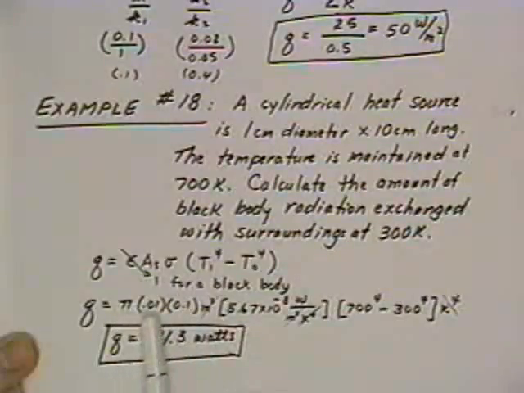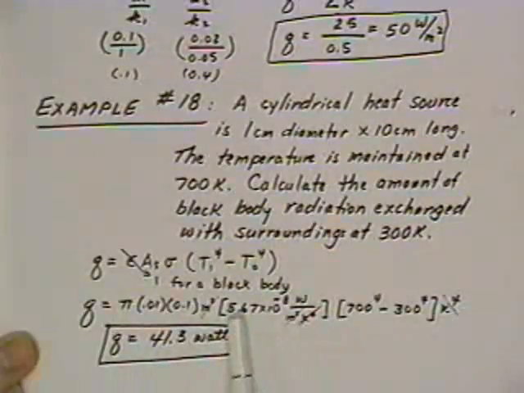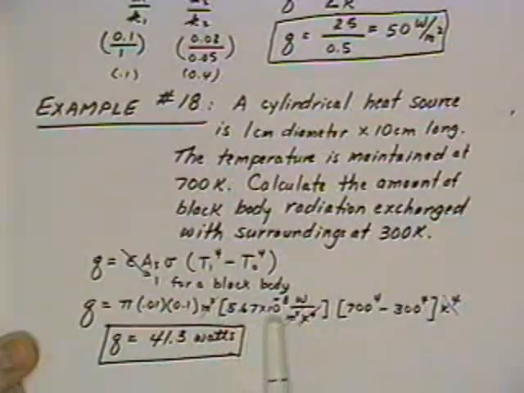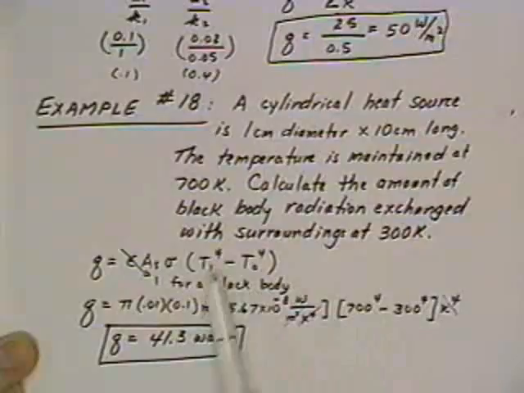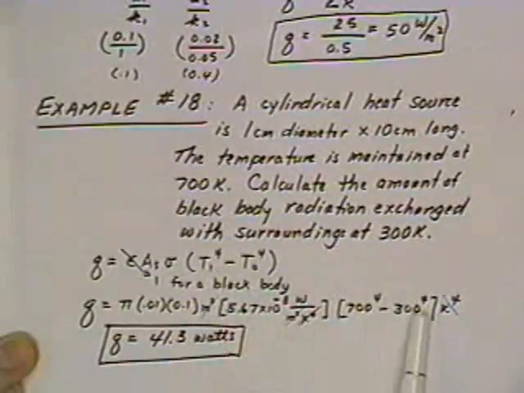So pi dl is pi times 0.01 times 0.1 times the Stefan-Boltzmann constant, which is one of those that's listed in your table of constants. It's also listed in the heat transfer section, but it's 5.67 times 10 to the minus 8 watts per meter squared Kelvin to the fourth power, times the difference in temperatures to the fourth power. So that's 700 to the fourth minus 300 to the fourth.